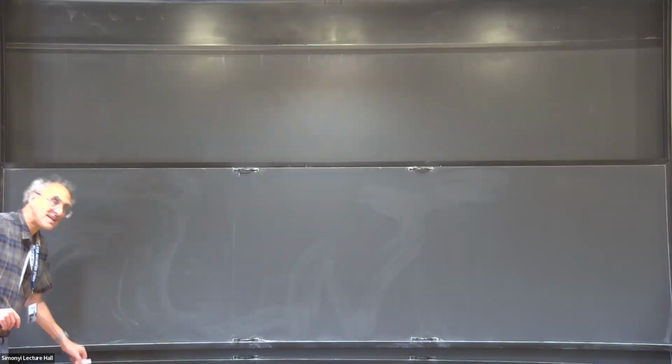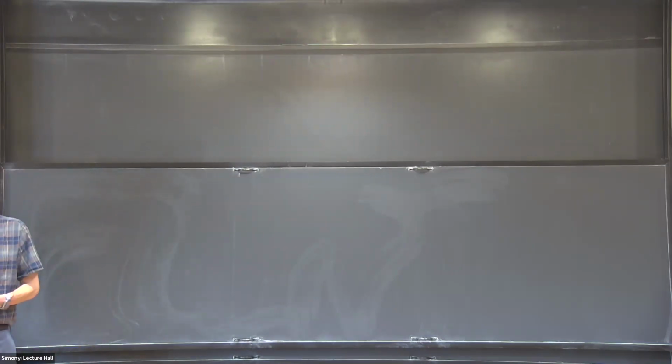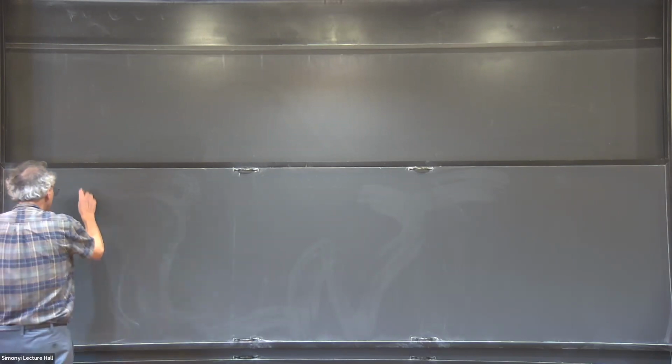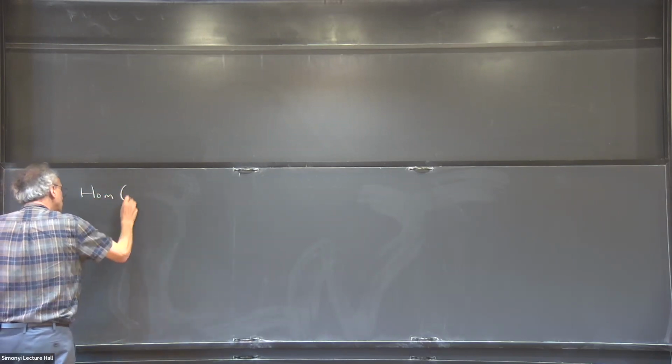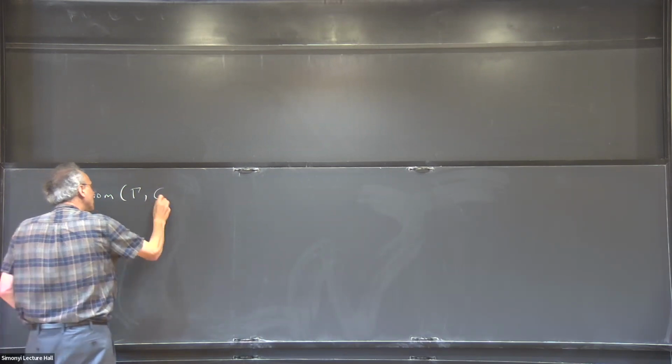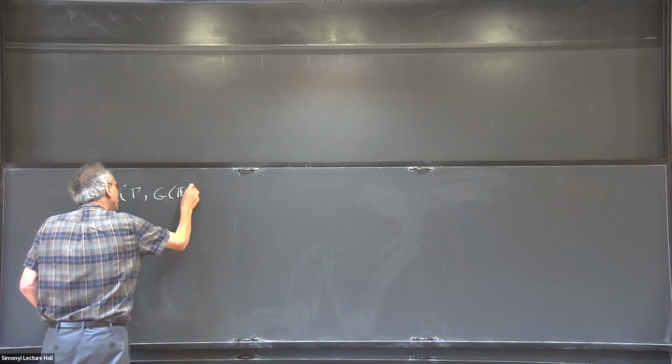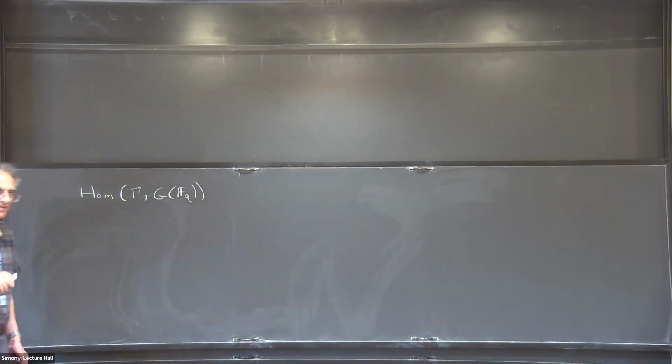Yeah, so this is one of these stories about counting the same set in two different ways. And in this case, the set is something that looks like this: Hom(Γ, G(F_q)). Let me explain what everything is.